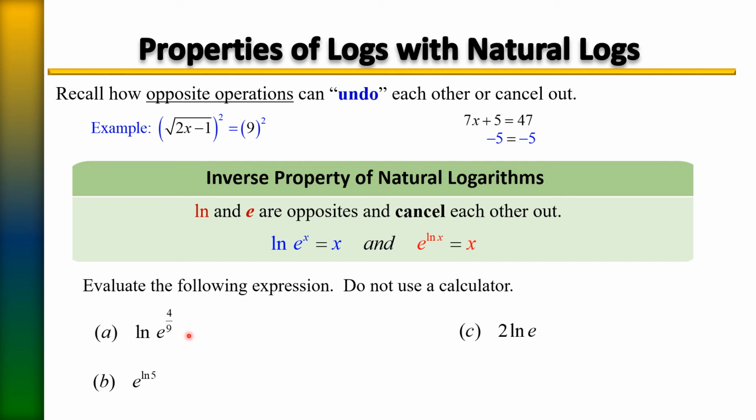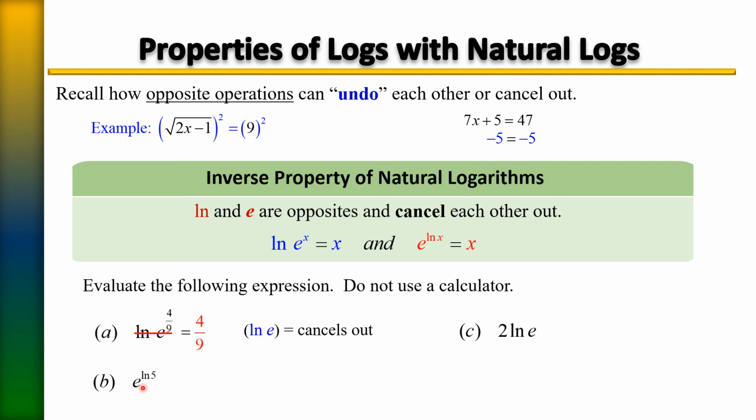But of course, with all of these, you can certainly type it in the calculator, the natural log of e raised to the 4/9 power. What you're going to find is, even your calculator is going to give you an output of 4/9, because the natural log and e, those two operations, are going to undo each other, cancel out, and leave you with 4/9.